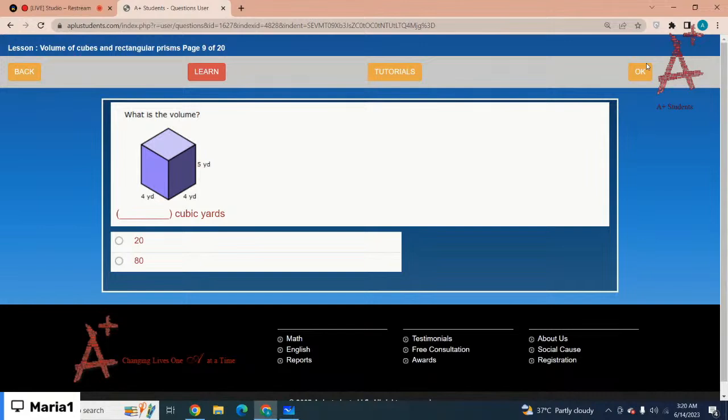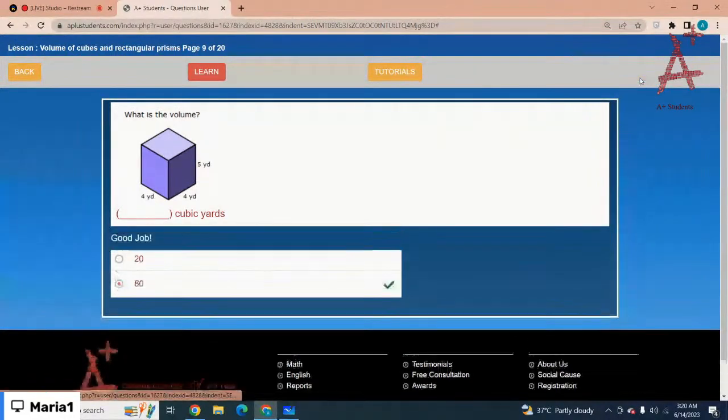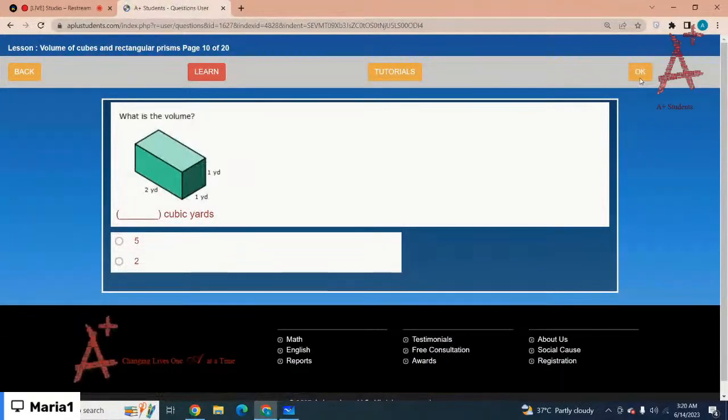It would be 5 times 4 is 20 and 20 times 4 is 80. So the correct option is 80. Got it? The next one is what is the volume? So you have to do length times width times height. So it would be 2.